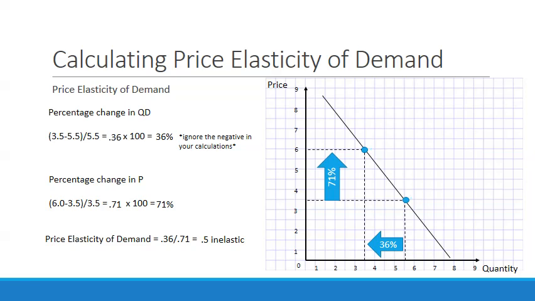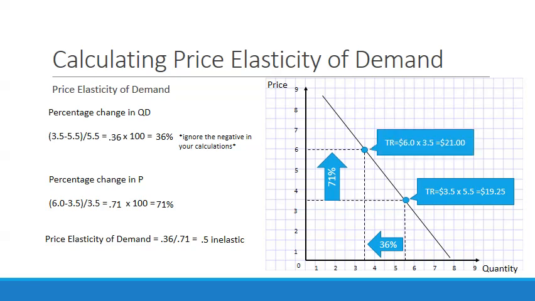Now, how does that affect total revenue? Well, the original total revenue was $19.25. By increasing the price, our total revenue increased to $21. So if you are the producer, did you make the correct decision in increasing your price? The answer is yes. The reason why the answer is yes is because the curve is inelastic. If this curve were elastic, then we'd be looking at a whole different answer. Then we know we'd see a fall in total revenue. But because in this market demand is inelastic, increasing price increased total revenue.